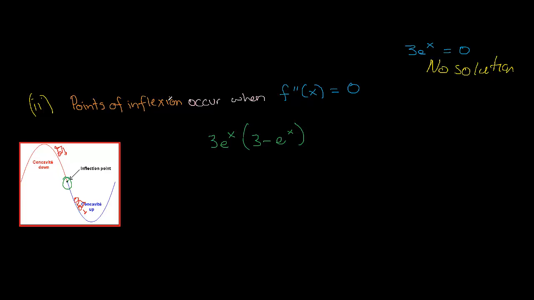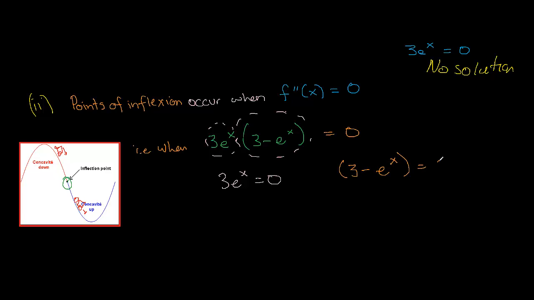So I'd say points of inflection occur when the second derivative equals 0, so that means that this equals 0. Beautiful. So that means that 3e to the x could equal 0. So either this thing here could equal 0, or this thing here could equal 0. Because if this equals 0, then we're multiplying that by this thing, and 0 times this will be 0. But if this 3e to the x is 0, then we're multiplying this thing here, and that's going to be 0 again. So this is one possible way that can happen. The other possible way is 3 minus e to the x equals 0.